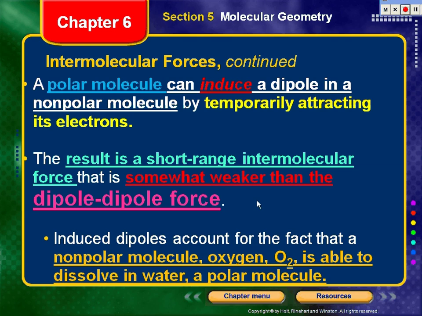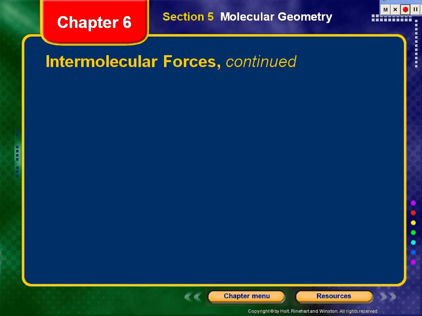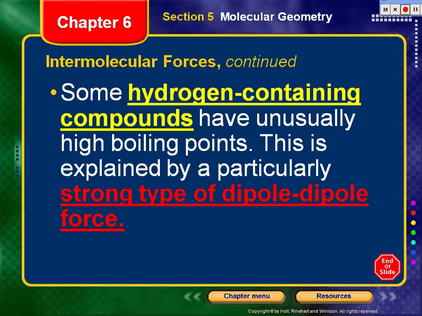Okay, so this is the slide. So some hydrogen-containing compounds. I'm going to stop right there. What IMF do you think we're getting into? Hydrogen bonds. So this is where you're going to have to know about hydrogen bonds. They have unusually what? High boiling points. So the higher the boiling point, is the force stronger or weaker? The stronger it is. This is explained by a particularly strong type of dipole-dipole force.